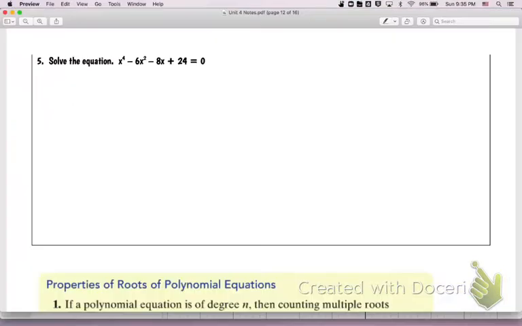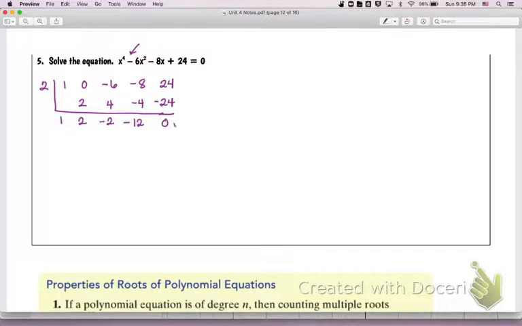We're going to start by dividing out the factor x minus 2 and using +2 as our corner number. Notice we need a 0 in here. So we're going to divide out +2. And we have 1, 0, -6, -8, +24. We should get 0, which hopefully we do. Let's see. 1, 2, 2, 4, -2, -4, -12. This is promising. 0. Ta-da!